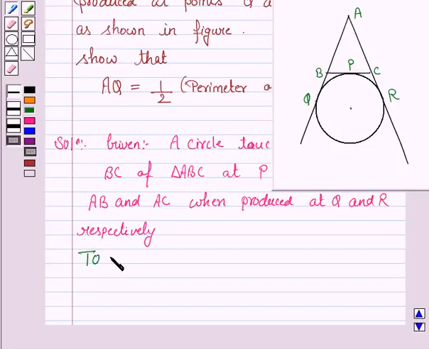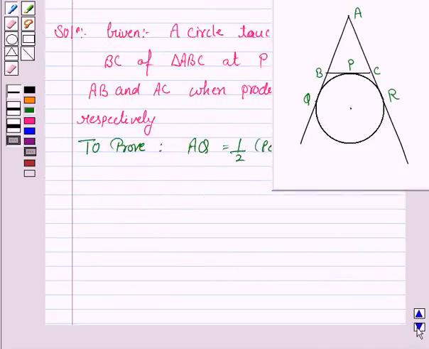We have to prove that AQ is equal to half the perimeter of triangle ABC. So let's now start the proof.